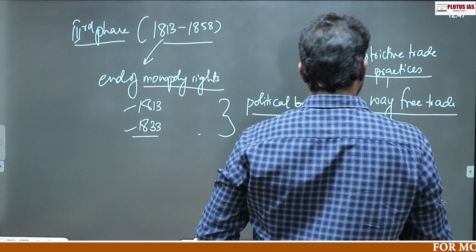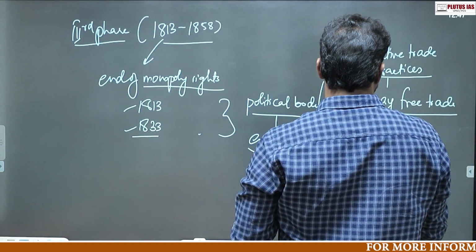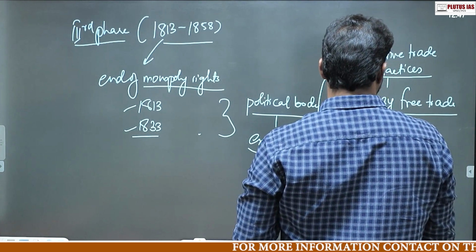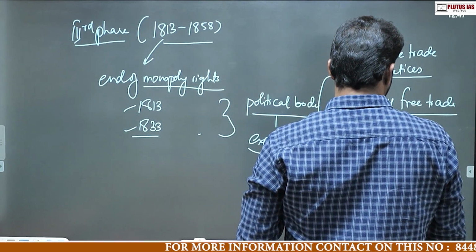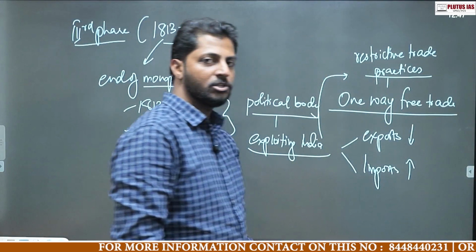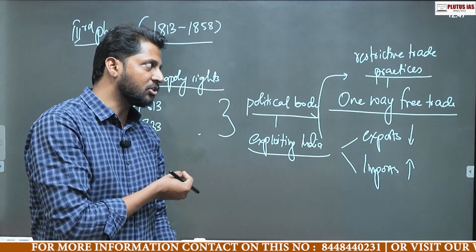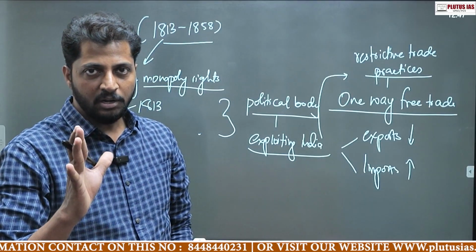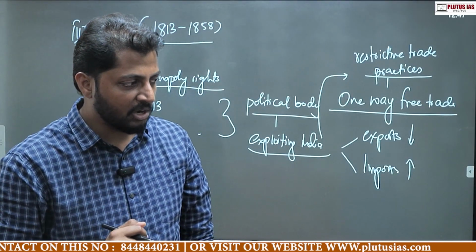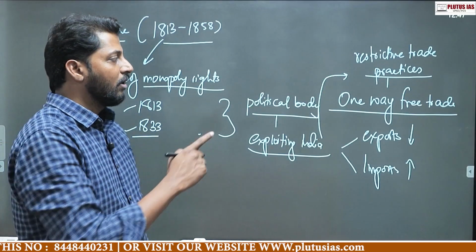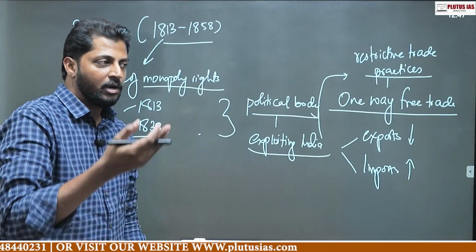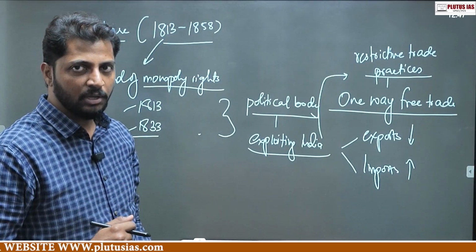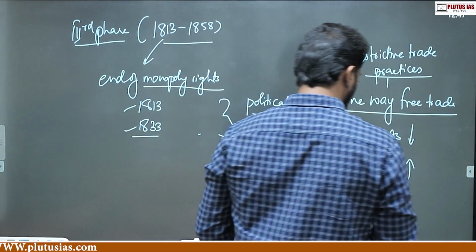Indian imports are coming from where? England. So here Indian exports declined, Indian imports increased. Simply through these one-way free trade or restrictive trade policies, the British converted India into a supplier of raw materials and consumer of British finished goods, right? So this is another restrictive policy.